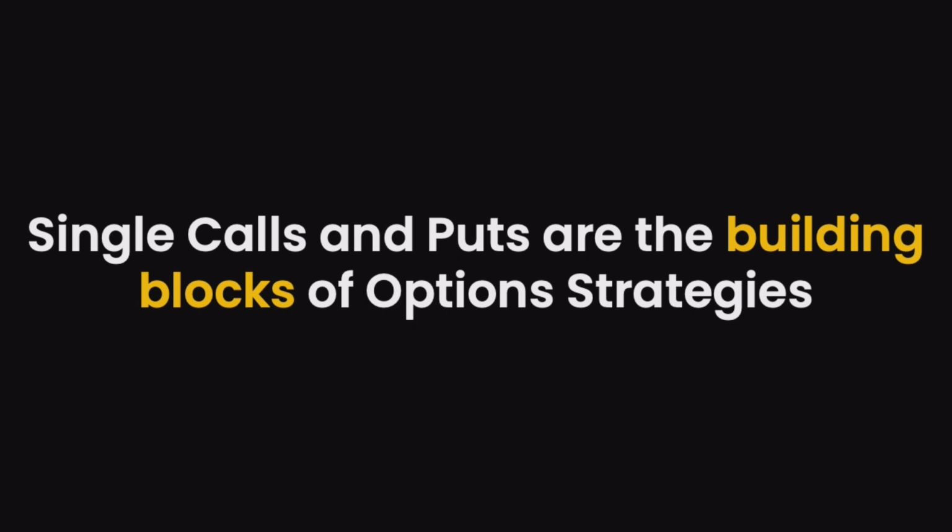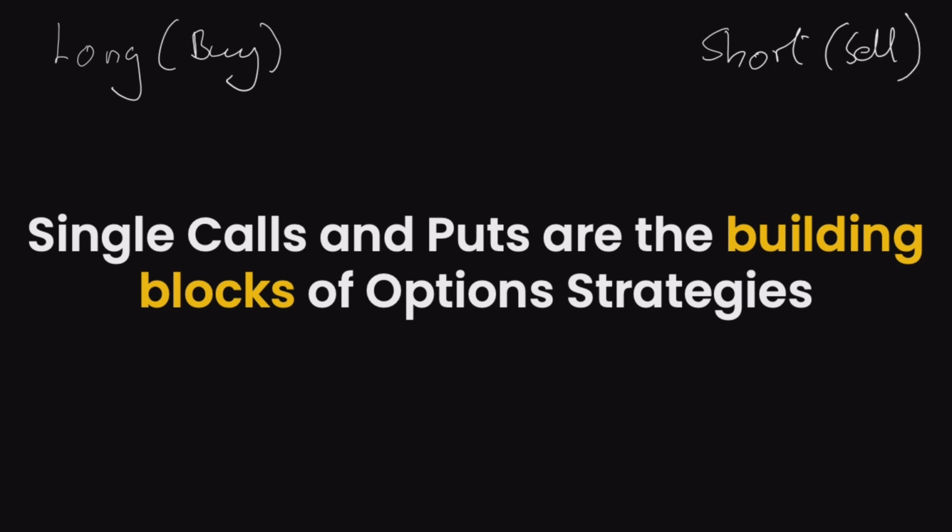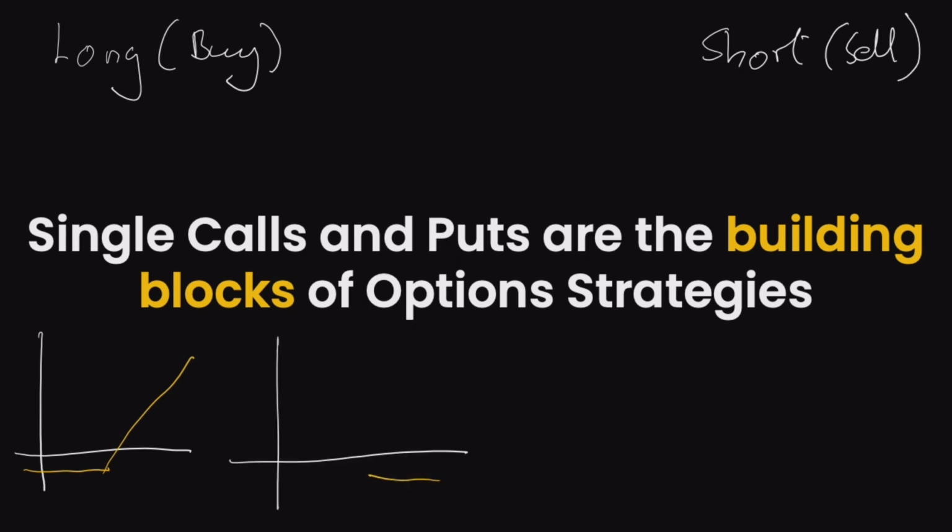But single leg calls and puts are only the building blocks of option strategies. So as you know, there are two things that you can do with options. You can go long, which is basically buying to enter, and you can go short, which is selling to enter. And of course, you can buy or go long on a call option, which looks something like this: limited risk, unlimited profit. And you can also buy a put, which is again limited risk, unlimited profit on the other side.